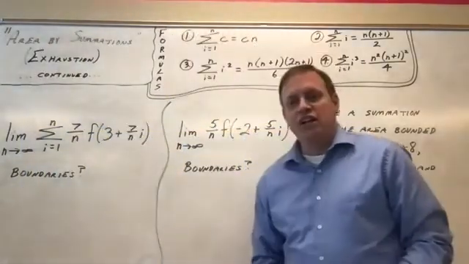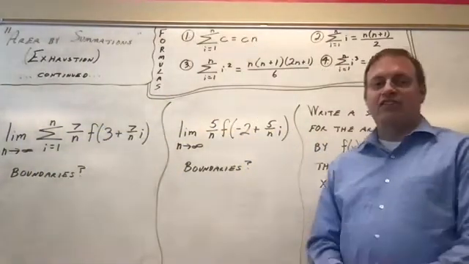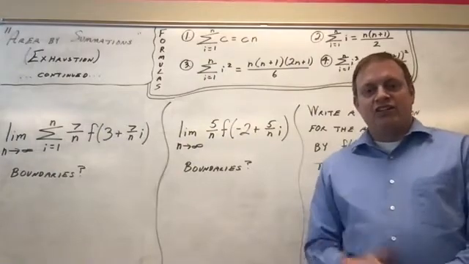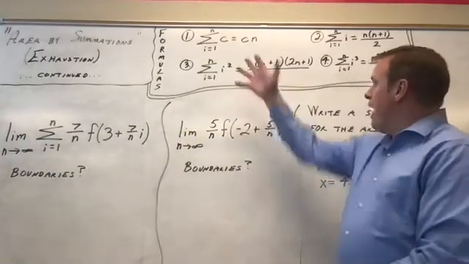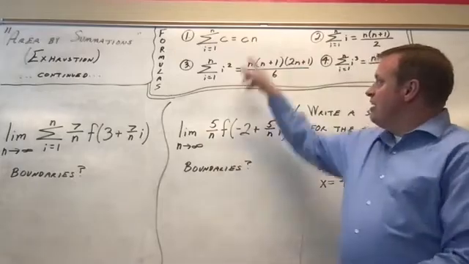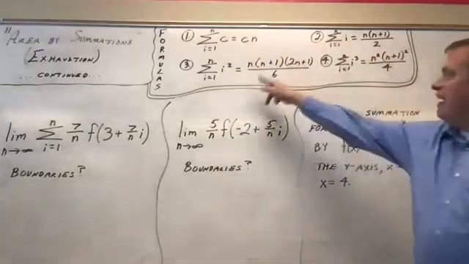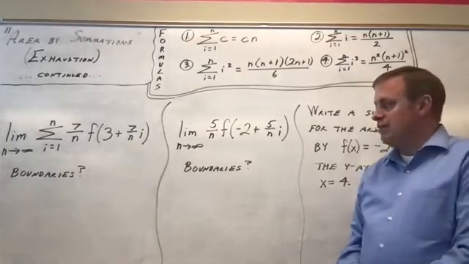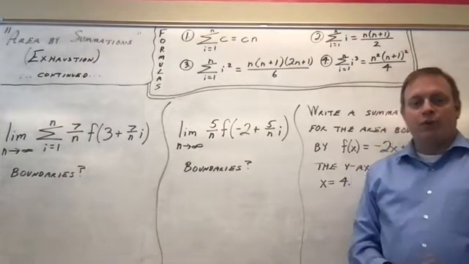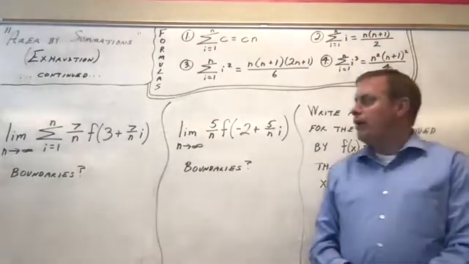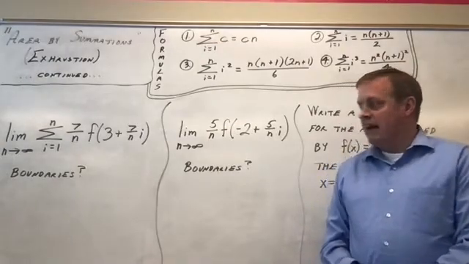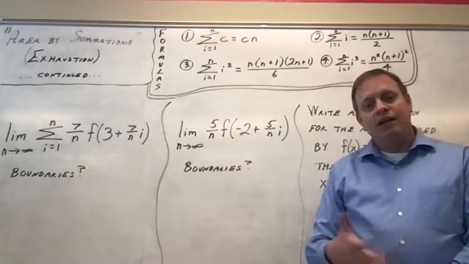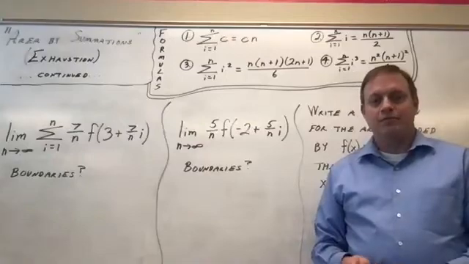All right, in this video, we're going to take a look at area by summations, the exhaustion method. And so we have our formulas dealing with constants, i squared, and i cubed. And we're going to utilize those here in a little bit. But first, what I'd like to do is go through and talk a little bit about the formula and break it down just a little bit.